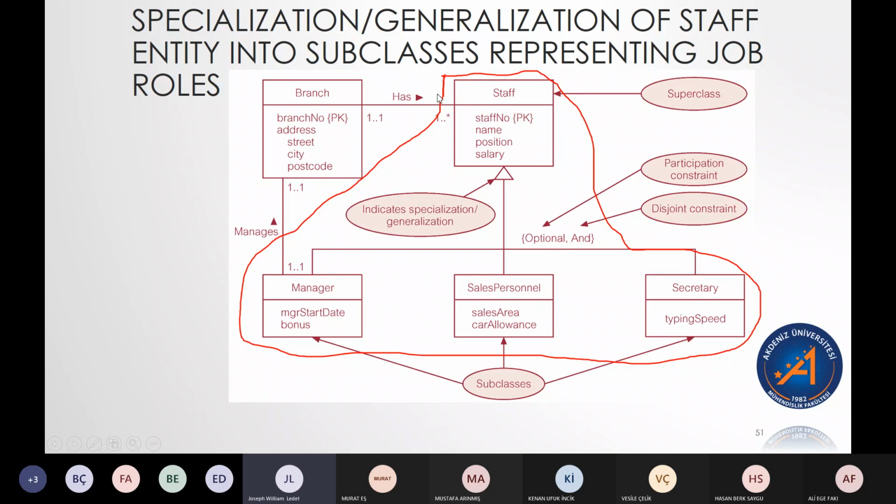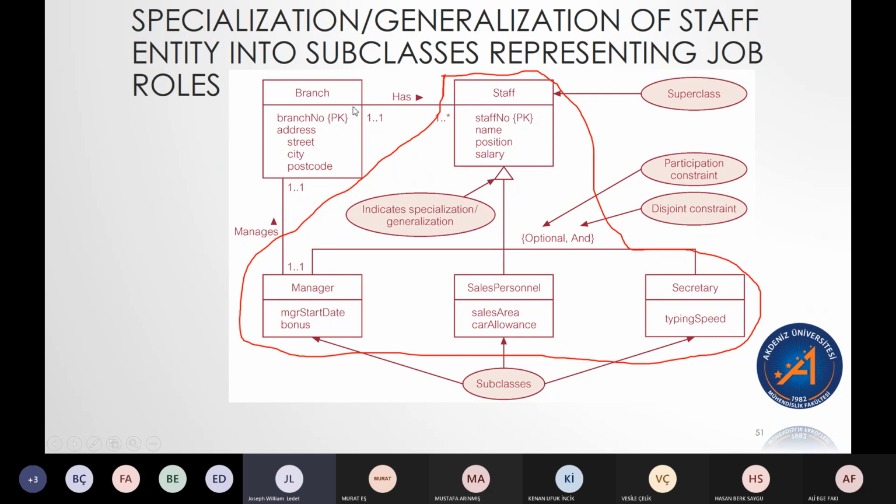So what we're saying is that for staff, there are certain attributes that are common to all staff people, all people who work for our company. There are some attributes that are specific to managers, some that are specific to sales, and some that are specific to secretary.